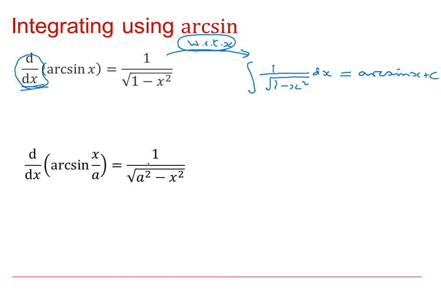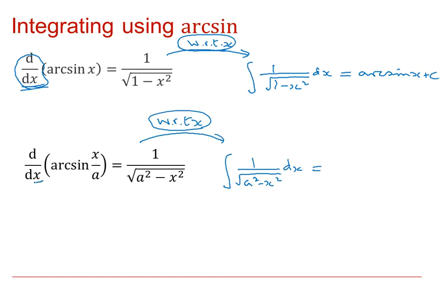Likewise, in the more general case, we know the derivative of arcsin x over a is 1 over root a squared minus x squared. What happens if we integrate both sides with respect to x? On the right hand side, I need to get the notation right, so that's the integral of 1 over the square root of a squared minus x squared, with respect to x, so that's dx. If I integrate the derivative of arcsin x over a, I go back to arcsin x over a plus a constant of integration c.